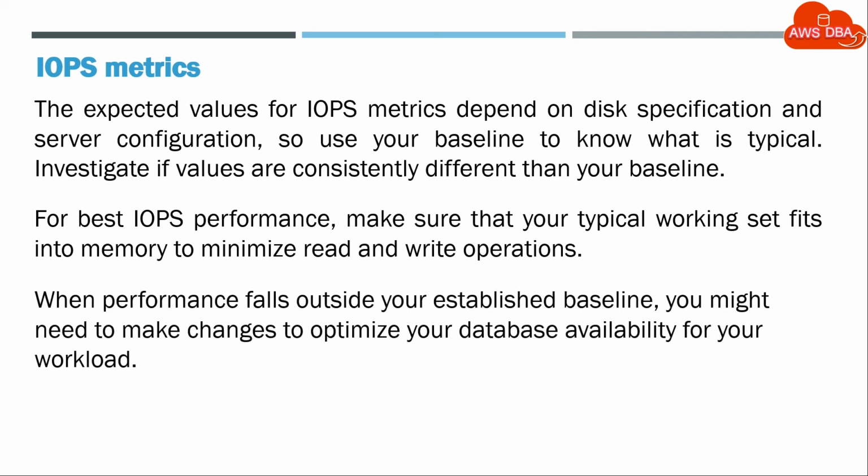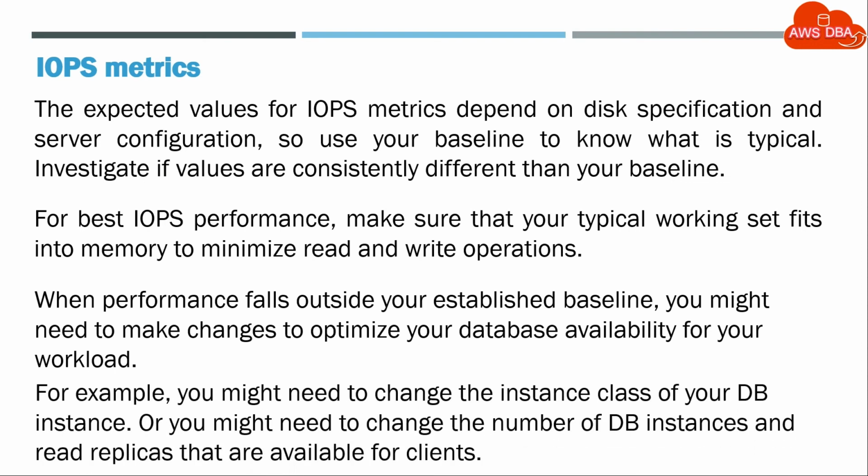When performance falls outside your established baseline, you might need to make changes to optimize your database availability for your workload. For example, you might need to change the instance class of your DB instance. Or you might need to change the number of DB instances and read replicas that are available for clients.